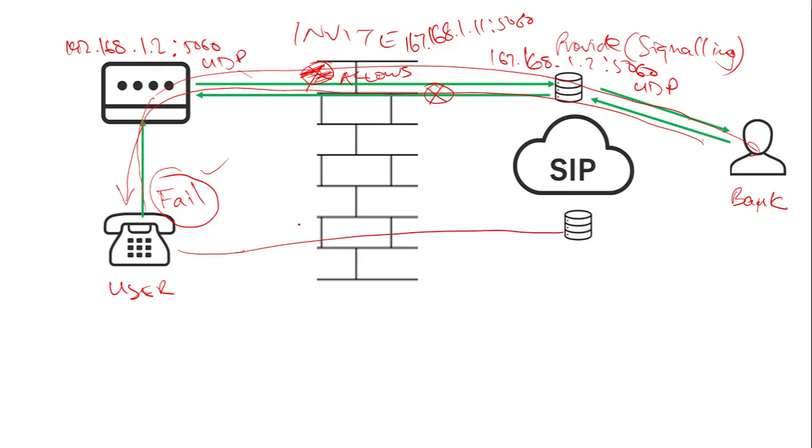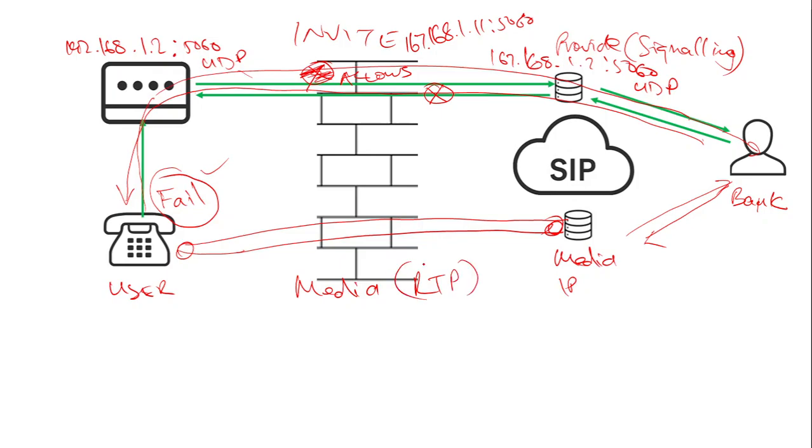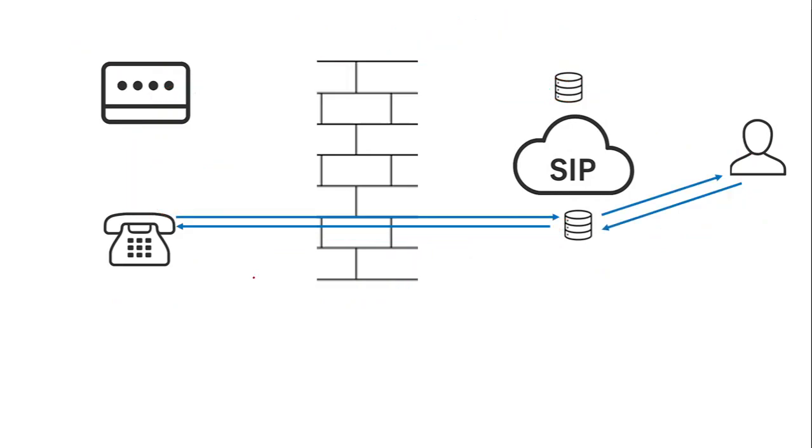Once the call is set up, the user is going to create a path from the phone itself, from the device, to the provider's media IP, to the account manager at the bank. So this is for media. The protocol is RTP, which belongs to the UDP family. This is RTP.